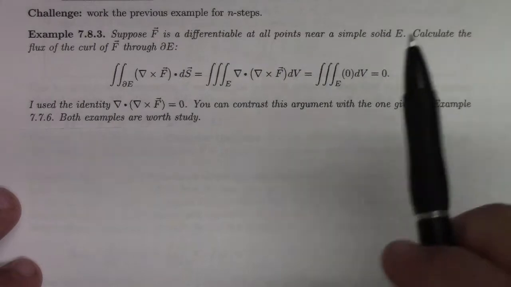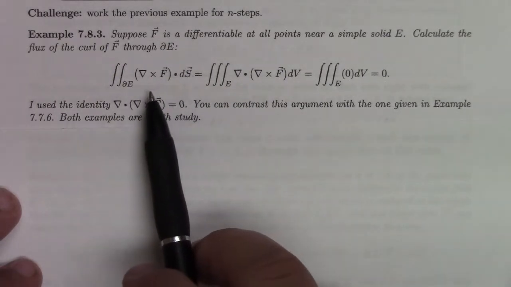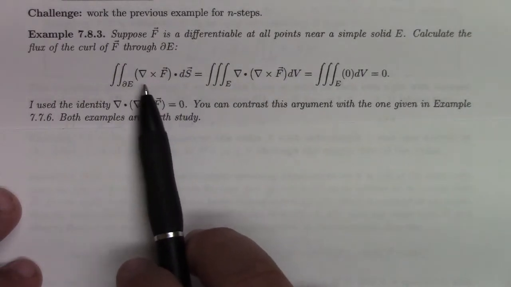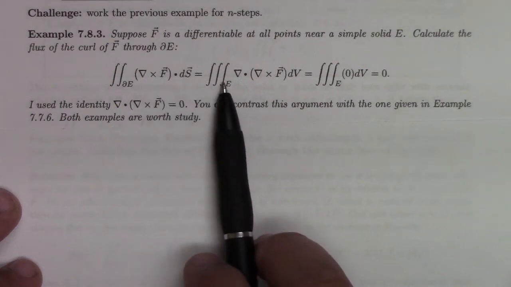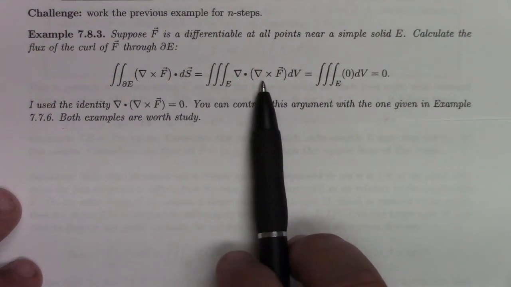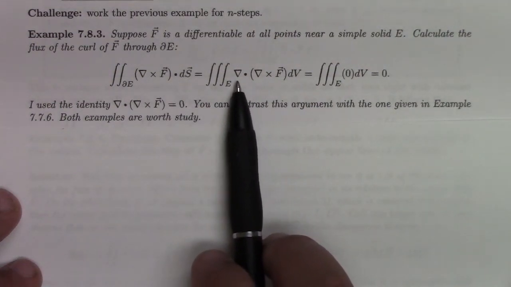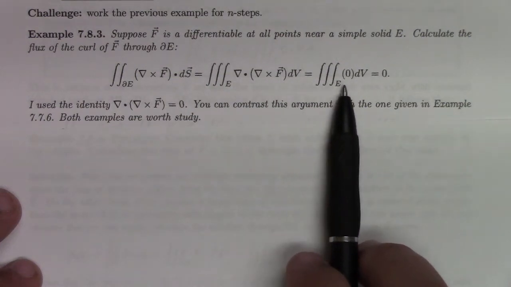Calculate the flux of the curl through the boundary of E. The flux of the curl, by Gauss's theorem, is the divergence of the curl integrated over the volume. But one of our fundamental identities was that the divergence of the curl is 0. So we get 0. Yay!